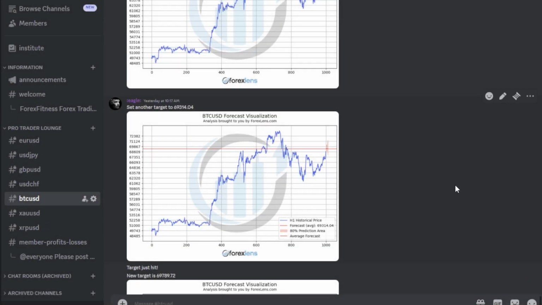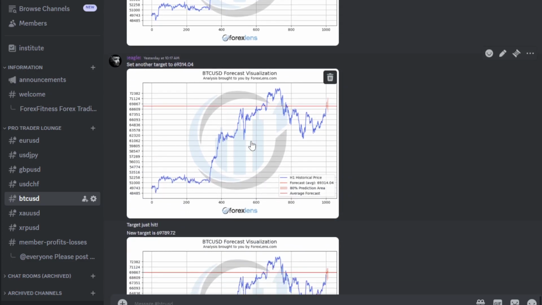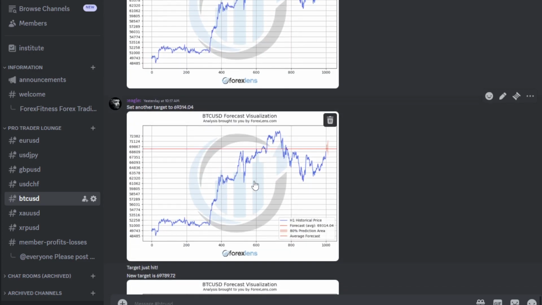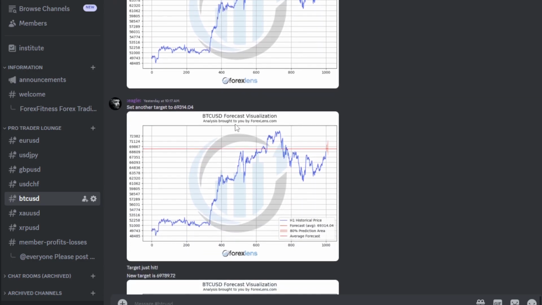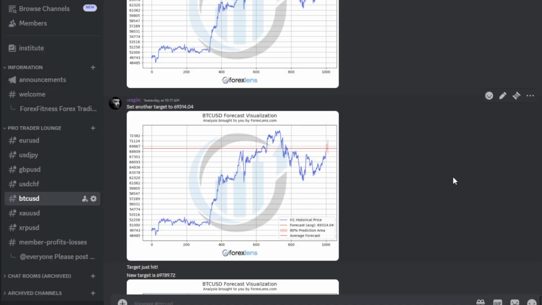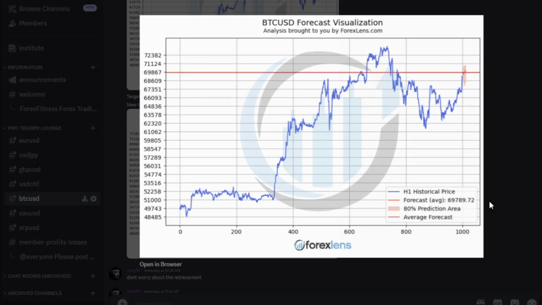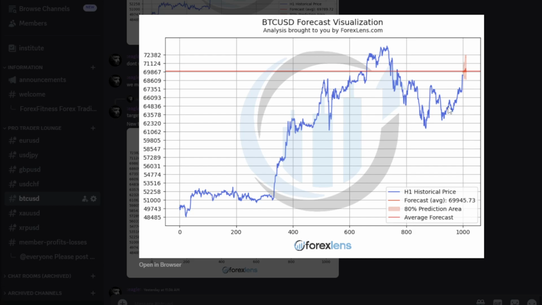So this one was our longer term. Then, my apologies, this was our second take profit. This was our third take profit target, 69,314. Then our fourth one, 69,789, and of course our fifth one at 69,945.